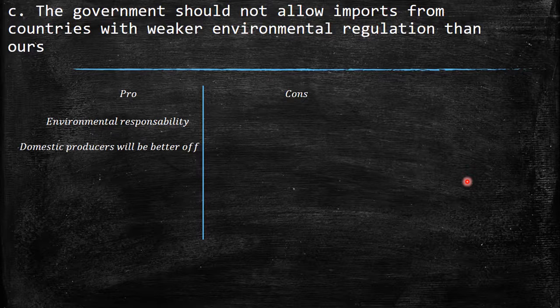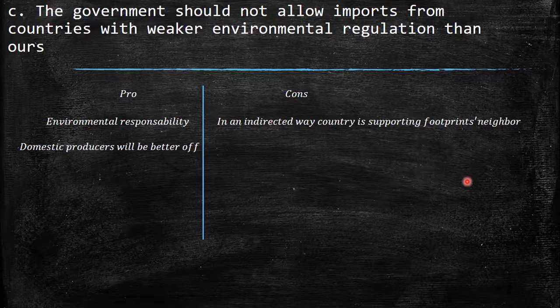And another part could be a kind of protection of the national industry in some way. So in some way, domestic producers will be better off. But on the other side, if they allow these imports, it's like an indirect way in which the country is supporting the footprint of its neighbor.